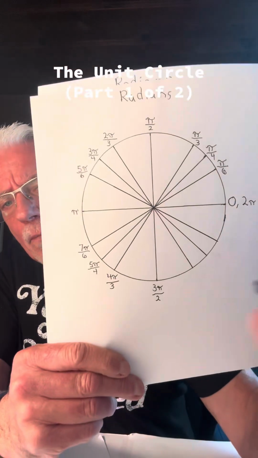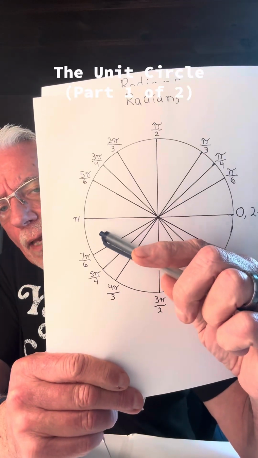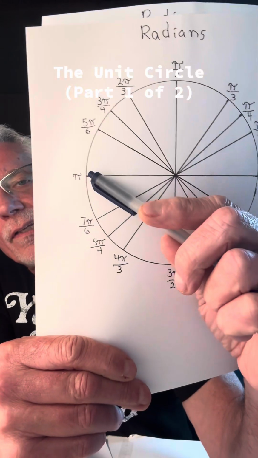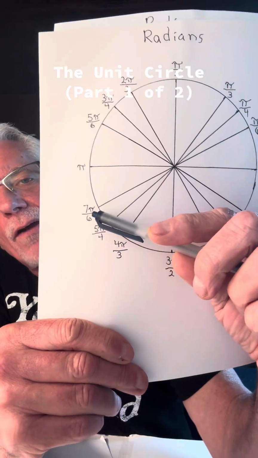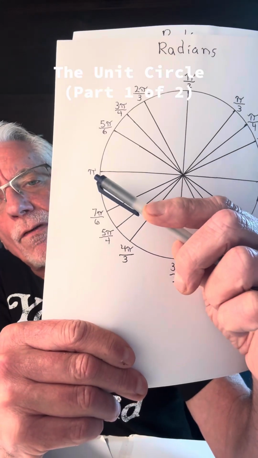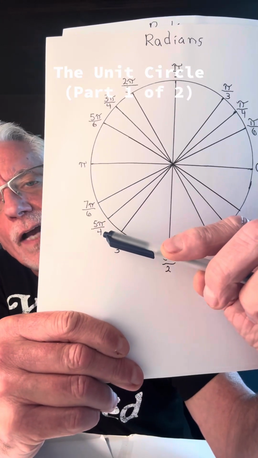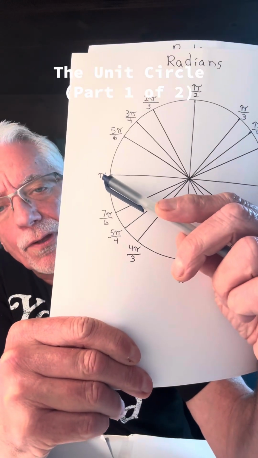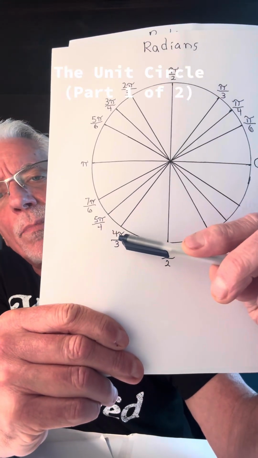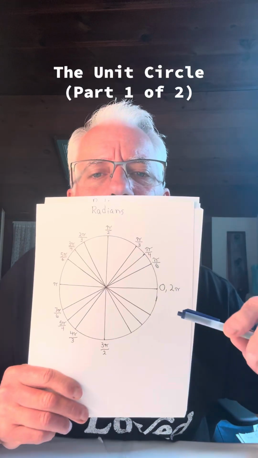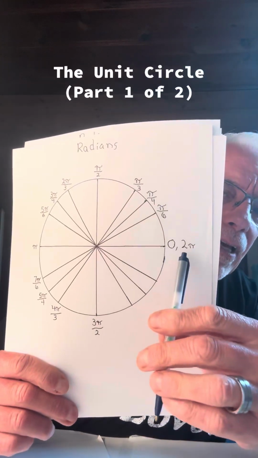Okay. So since I'm going in this direction, I'm adding. So in terms of pi over 6, this is 6 pi over 6 plus pi over 6 is 7 pi over 6. Pi over 4, so 4 pi over 4 plus pi over 4 is 5 pi over 4. This is pi over 3, so this is 3 pi over 3 plus pi over 3 is 4 pi over 3.